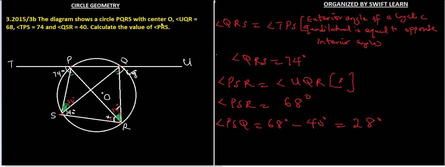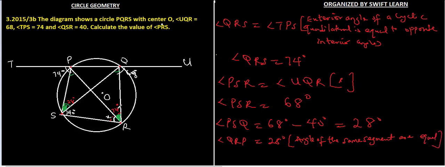Don't get this confused. This 74 is for everything here. So here's 28 now. So QRP is equal to what? 28 degrees. Why? Angles in the same segment are equal. These segments are equal.